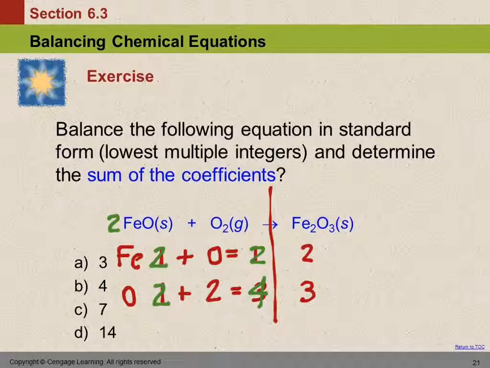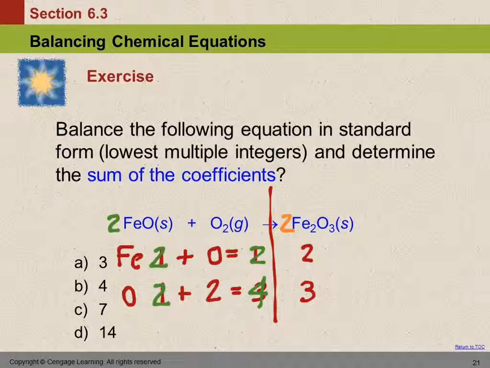Well, we need to get more oxygens on this side. There's only one way we can do that. We have to make 2 of these guys. We can't just change that 3 to a 4. Really tempting, but we can't do that. So let's use another color, maybe orange. So I'm going to put a 2 here. You see that okay?